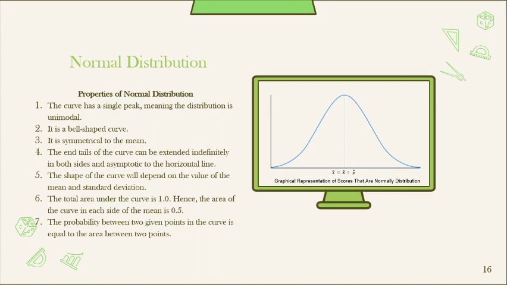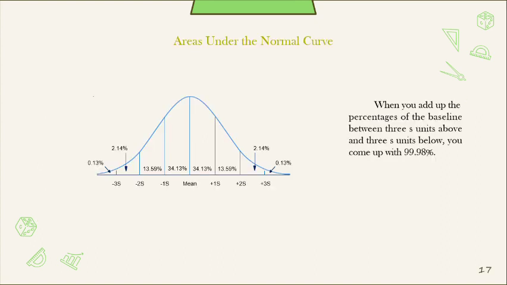And di ba mapapansin nyo sa graph na hati siya sa gitna. Yung gitna, yan yung mean. And yung sa left side ng mean, ang area niyan is 0.5 and ang right side niya naman is 0.5, for a total of 1. So, the probability between two given points in the curve is equal to the area between 2 points. So, equal lang siya. So, areas under the normal curve.